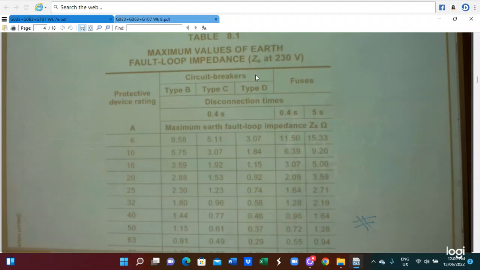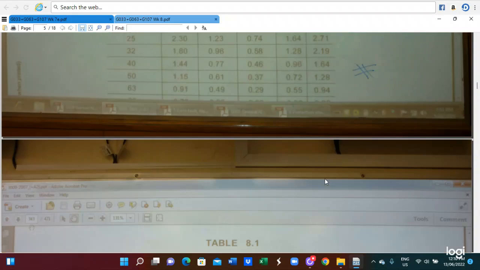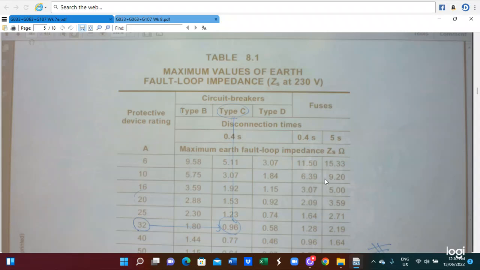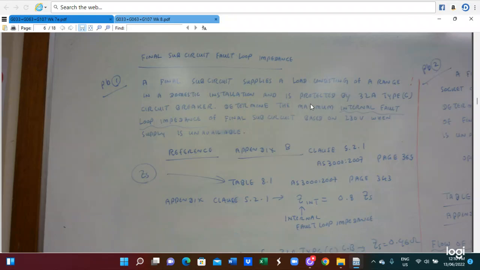This one shows the maximum value of the loop impedance depending on the protective device rating: the circuit breaker type B, C, D, and fuse. And this is for the maximum loop impedance. This one you can see. This is for the protective device rating and maximum loop impedance relationship.